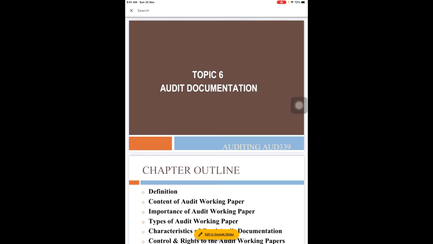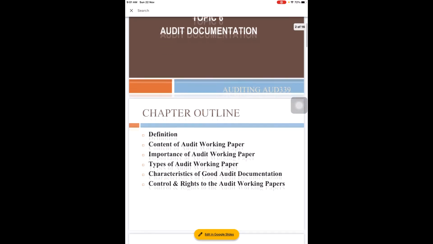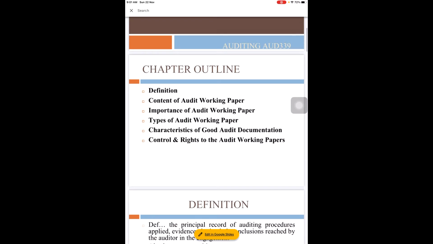Okay, now we move on to our next topic, which is audit documentation. For audit documentation, we would like to know the definition, the meaning of audit documentation. Audit documentation falls under the working paper. So the content of the audit working paper, the importance of working paper, types of audit working paper, and the next one will be characteristics of good audit documentation.